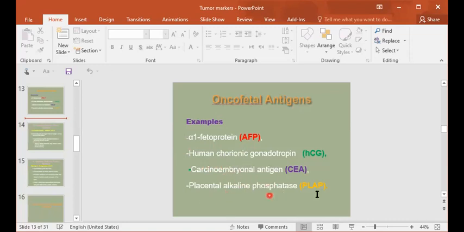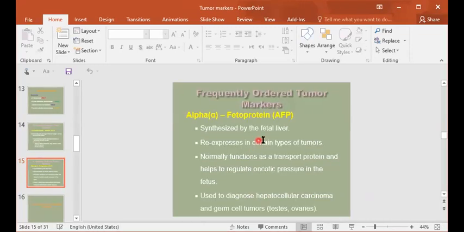Examples are alpha-fetoprotein secreted in cases of liver malignancies, carcinoembryonic antigen, and prostatic specific antigen. Okay. What about the alpha-fetoprotein? It's synthesized by the fetal liver.